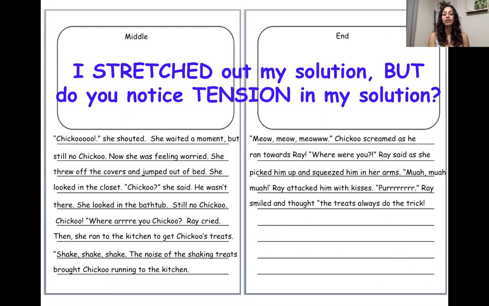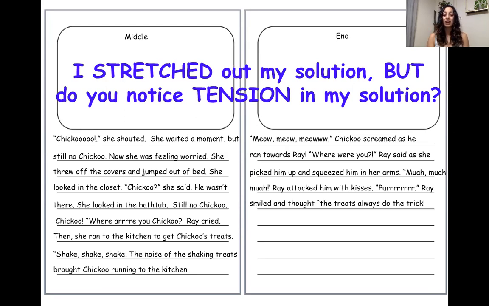"Chiku!" she shouted. She waited a moment, but still no Chiku. Now she was feeling worried. She threw off the covers and jumped out of bed. She looked in the closet. "Chiku?" she said. He wasn't there. She looked in the bathtub. Still no Chiku. "Chiku, where are you, Chiku?" Ray cried. Then she ran to the kitchen to get Chiku's treats.